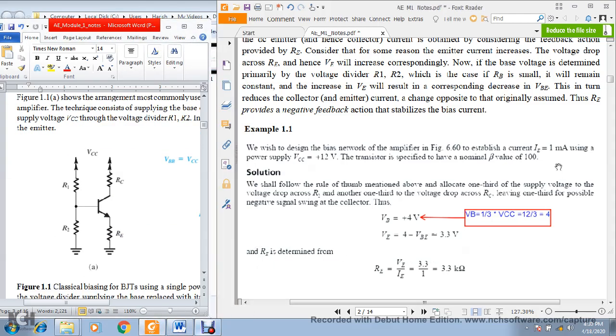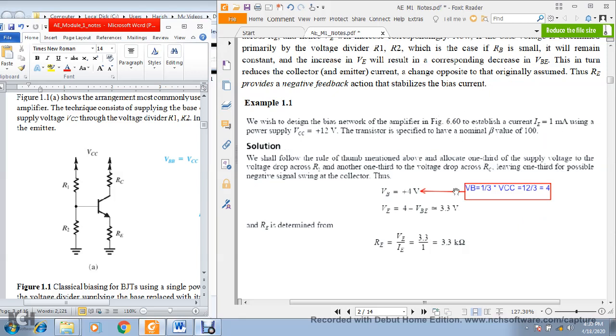The problem is asking you to design a circuit like this for a given value of IE equal to 1 milliampere. VCC is given as 12 volts, and beta value is 100. By using these three parameters, we need to design the circuit. What other parameters do we need to find? R1, R2, RC, RE. If you are able to find these four parameters, then the design is roughly complete.